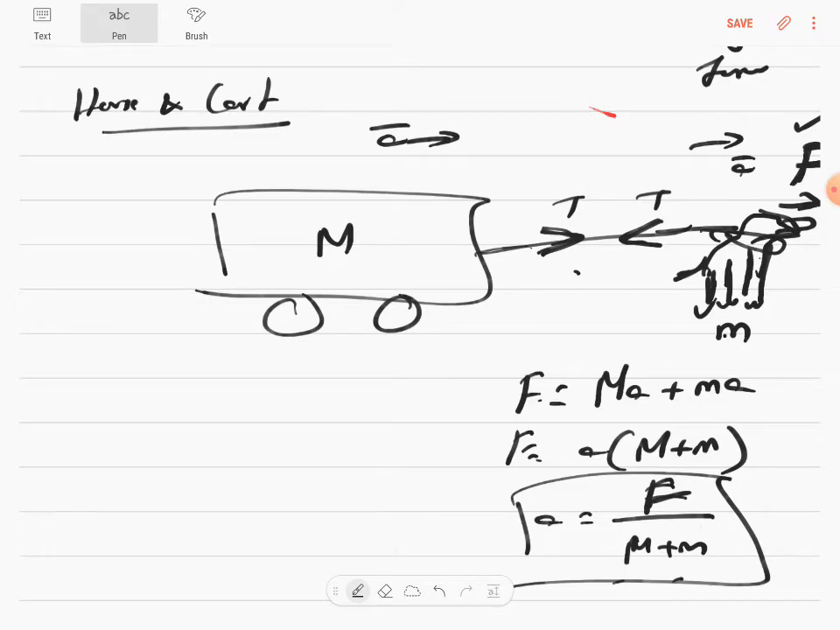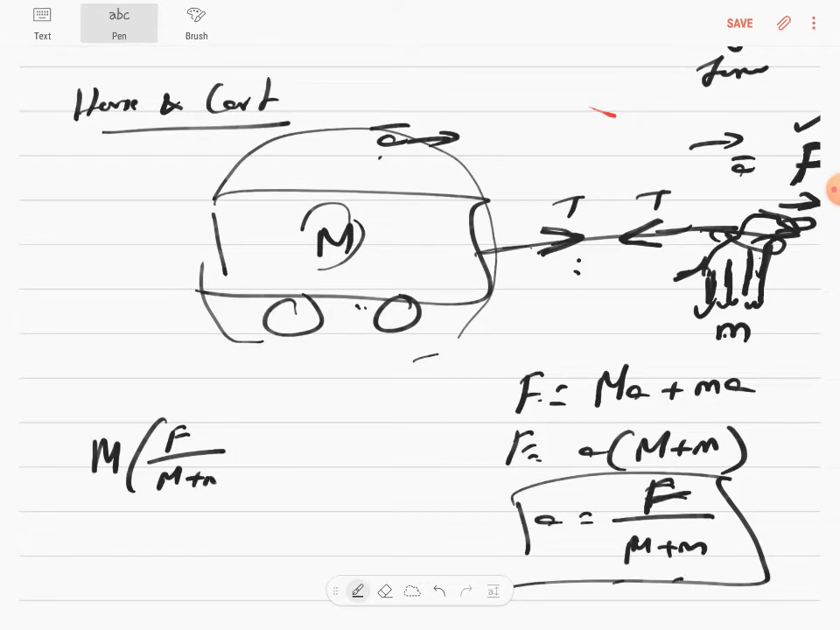Then once you find the acceleration, you can multiply this acceleration with this mass to get the force imparted by this cart on the rope. You know the acceleration of the cart, you know the mass of the cart, so simply multiplying the mass and the acceleration of the entire unit, you get the force imparted by the cart, which will be equal to this tension.